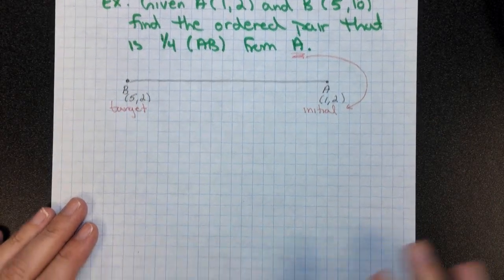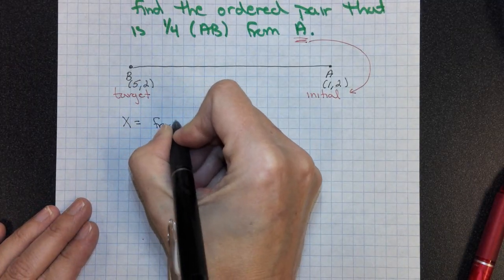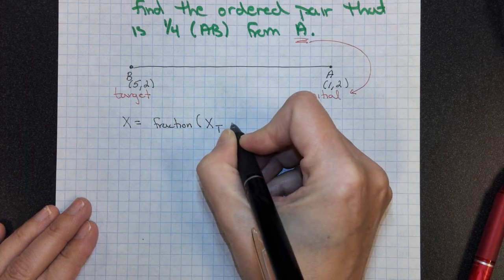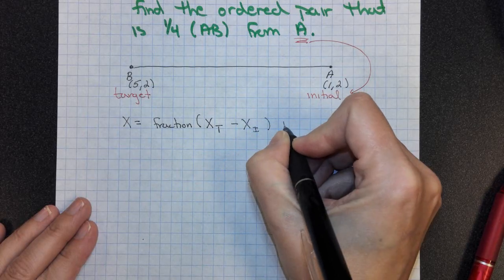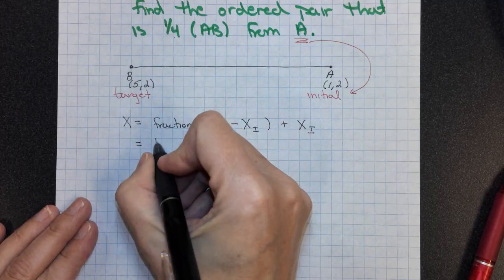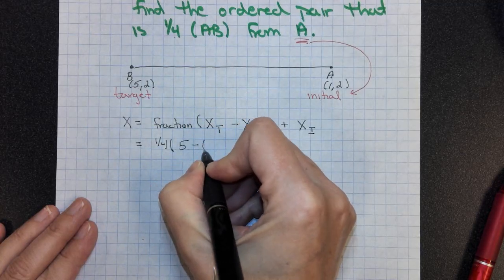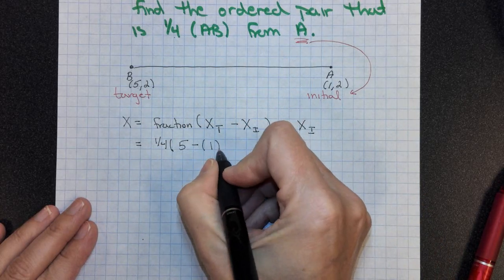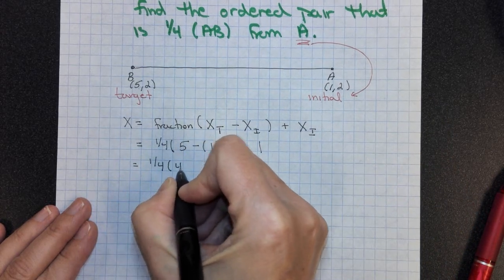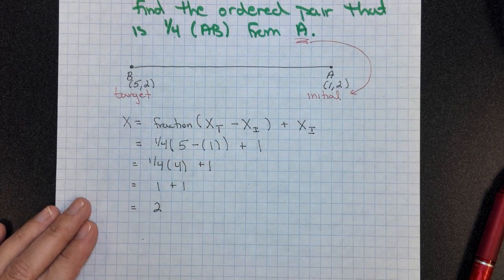Now we're going to use the formula. x is the fractional amount times the quantity of the x of the target subtracting the x of the initial, plus the x of the initial. Our fraction is 1/4. The target x is 5 minus the quantity, the initial is 1, plus 1. 1/4 of 4 plus 1. 1 plus 1 is equal to 2.